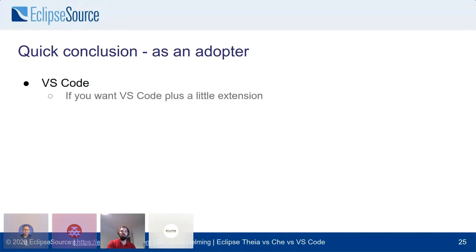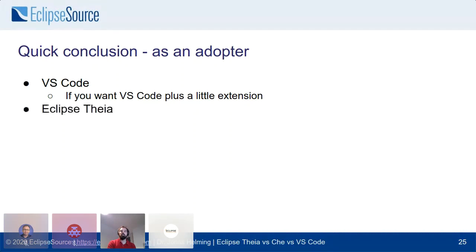VS Code, so adopter means basically you use the technology and build something on top of it. VS Code, if you just want VS Code plus a little extension, so you just want to add something to the existing ecosystem, the advantage is VS Code is already known and deployed to a lot of developers.